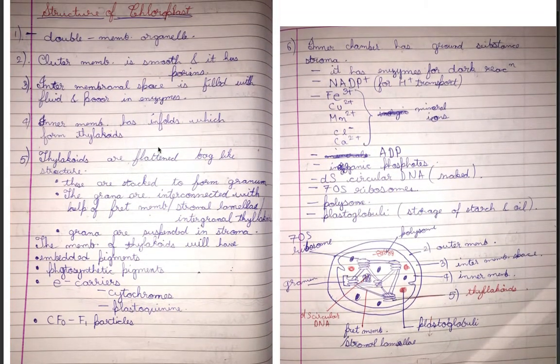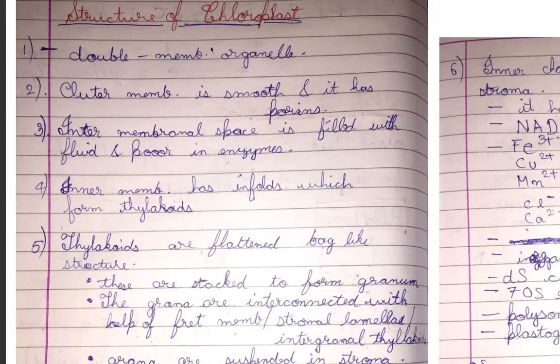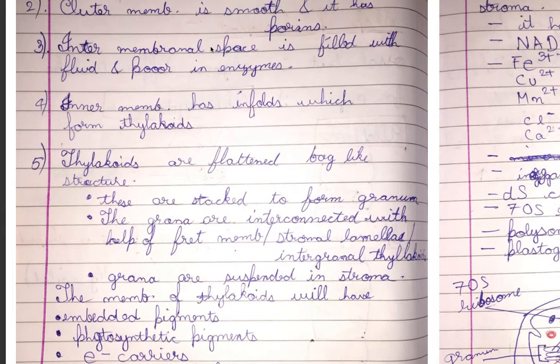Now the structure of chloroplast is very similar to that of mitochondria, but there are differences as well. It is again a double membrane organelle, and the outer membrane is smooth and has porins. The intermembrane space is filled with fluid and is poor in enzymes, same as in mitochondria. The inner membrane has infolds to form thylakoids, just like cristae but different from them. Thylakoids are flattened bag-like structures. They are stacked to form grana, and the grana are interconnected with the help of fret membranes or stromal lamellae or integral thylakoids. These are just the names.